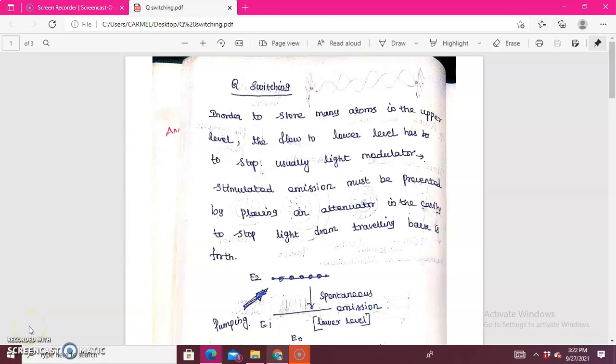Today's topic is Q switching: its purpose, its application, and how it works. That is what we are going to see in this class. Q switching is mainly used in the medical field. It will remove the black spots present in the skin.